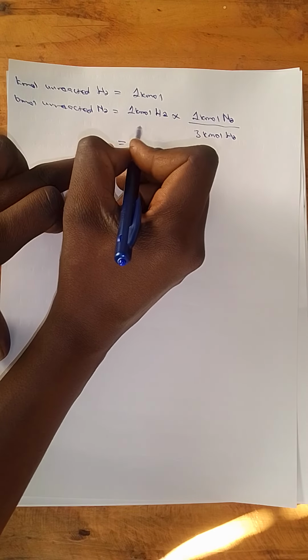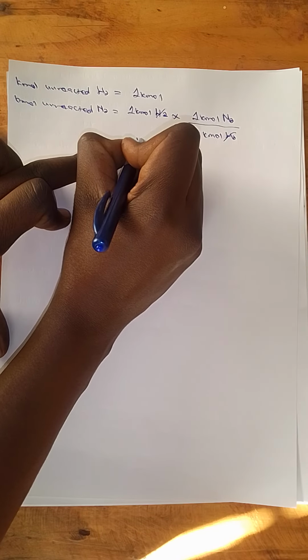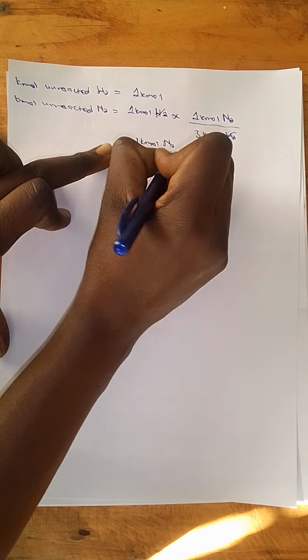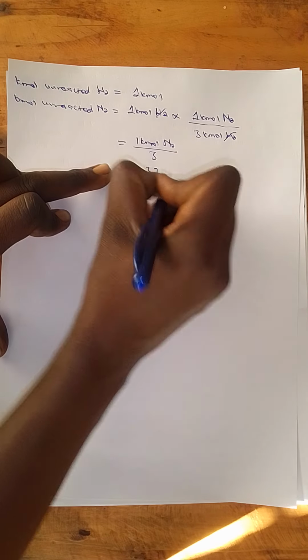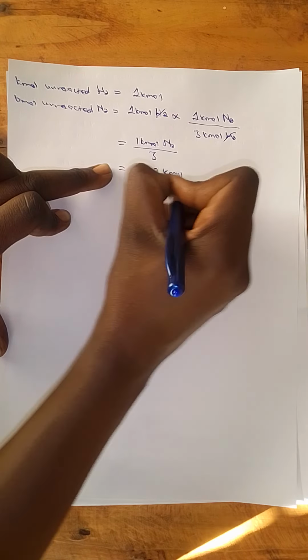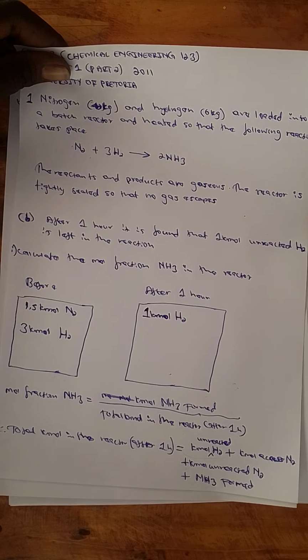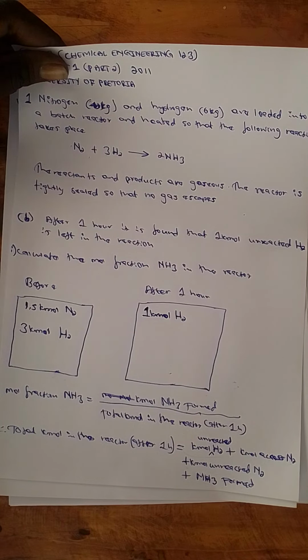With that said, we know that the H2 and the H2 cancel, so we have 1 kilomole N2 all over 3. That gives us 0.33 kilomole N2. So we know that because 1 kilomole out of the 3 kilomole of H2 that we expected to react remained, the nitrogen that should have reacted with it is 0.33 kilomole.